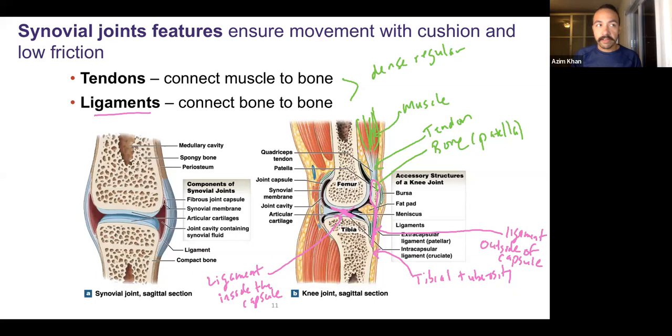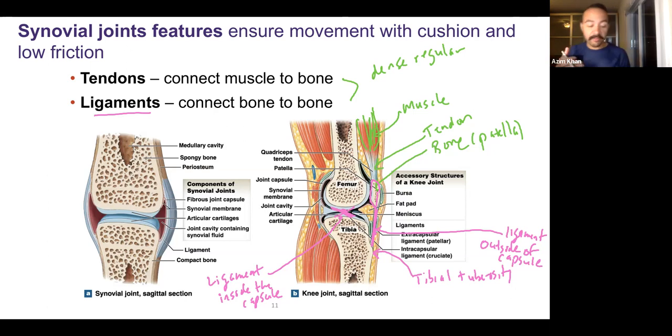But if you tear a ligament and it's inside the joint capsule, that will have a very low chance of healing on its own. If you tear a ligament outside of the joint capsule, with some help, it has a better chance of healing because it's surrounded by blood vessels. Inside the joint capsule, there are no blood vessels. It is avascular.